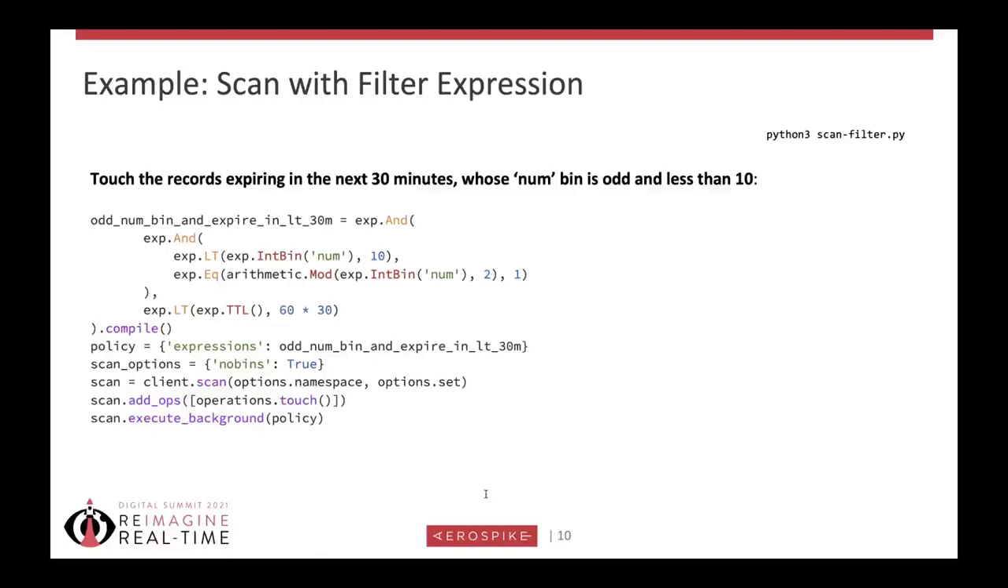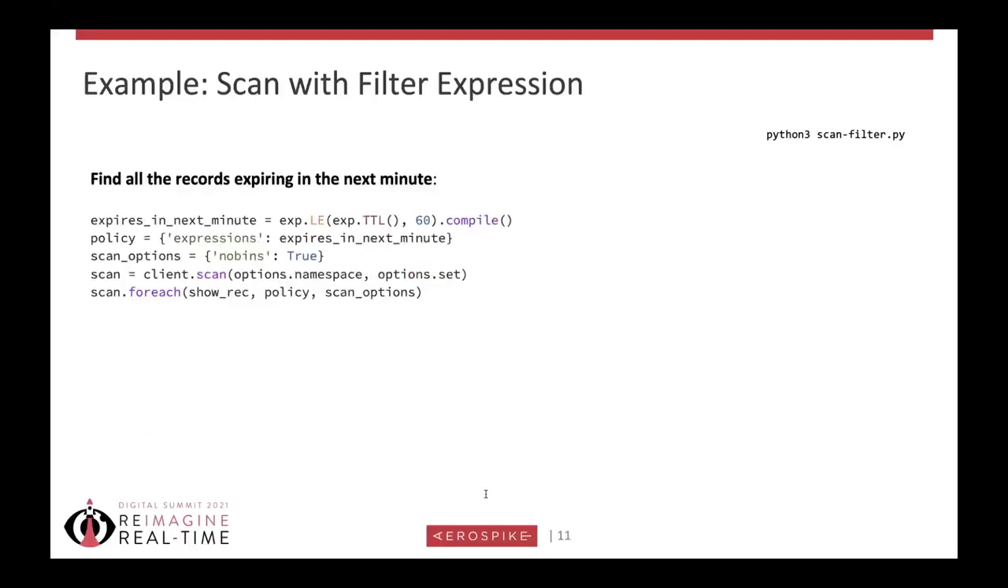So we're going to compile that and pass it into the scan. The scan is going to run on our summit namespace and the set that we expect. And the background operation is going to be to touch the records that pass the filter. If you remember, I'm not giving it any specific touch value, so it'll just be set to the default TTL of 2 hours.